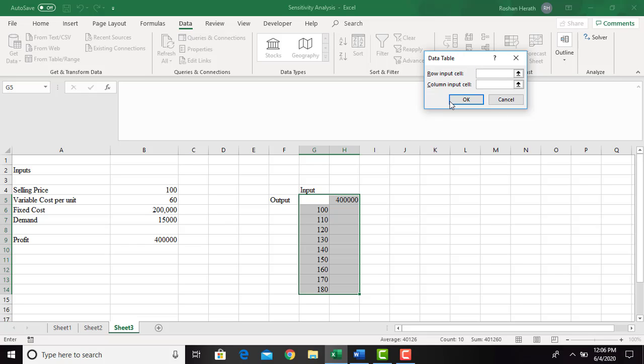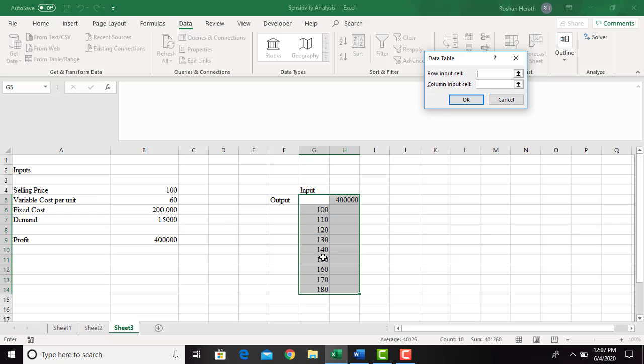Then this particular kind of dialog box would appear. Then it asks you what is the row input cell, what is the column input cell. In this particular case, how do you arrange your table? Is it vertically or horizontally? You have arranged your table vertically, so therefore you have placed the things on the columns.